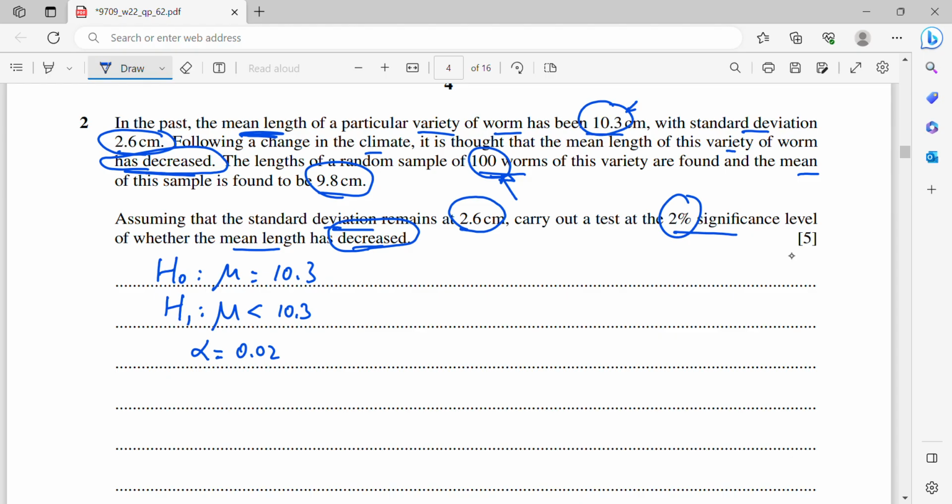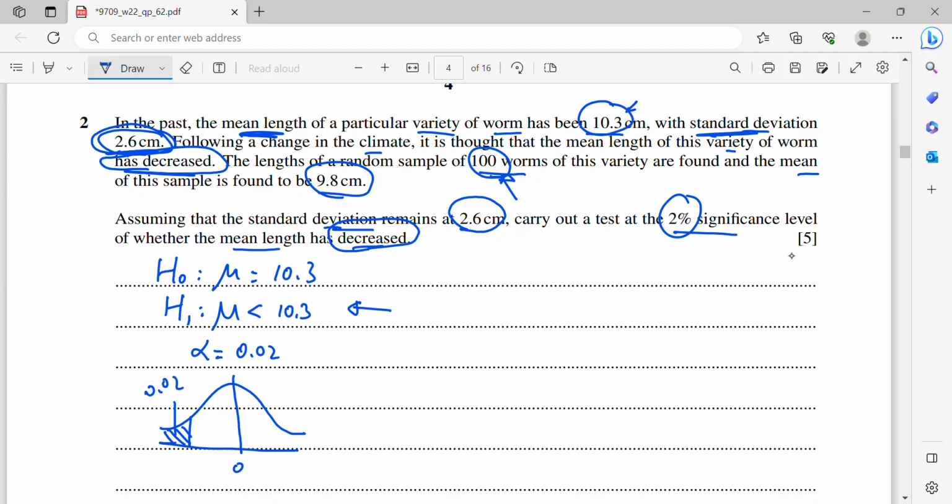Alright? And then, when you refer to the first sentence and look at the standard deviation 2.6, it means that the population standard deviation is given, which means that we are going to use a normal test, right? So for this case, I will just draw the graph first to get our rejection region. Since H1 is less than 10.3, this is a lower tail test, one tail test, right? So my alpha is 0.02.